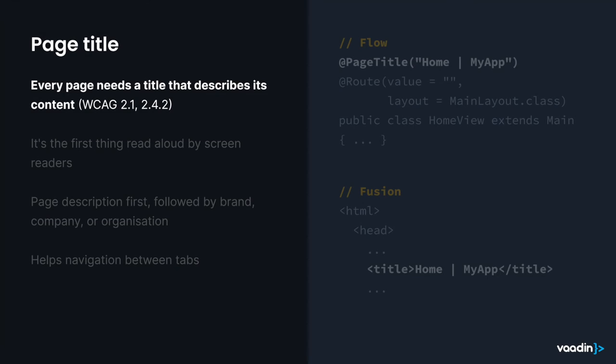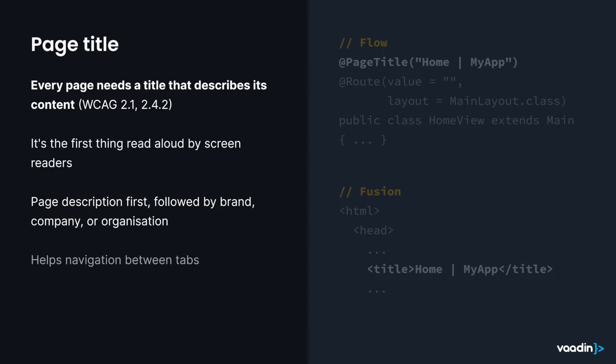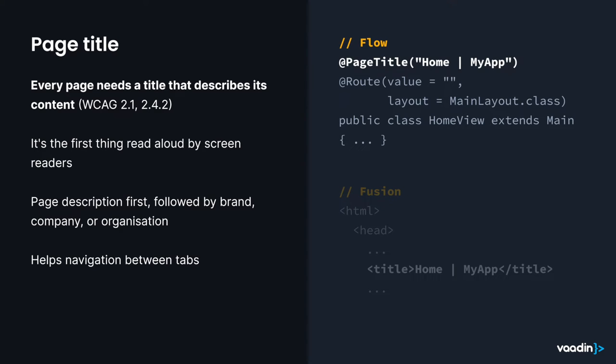One of the simplest WCAG criteria to satisfy is to make sure each page has a title. It's the first thing read aloud by screen readers, and it helps with identifying what the page is all about. It's recommended to put the most important information first, such as the name of the page, and the company's or the organization's name second. This way, users are able to quickly tell which pages they have opened in the tab bar. In Flow, views are given a title with the page title annotation. In Fusion, you use the title element placed within the head block.